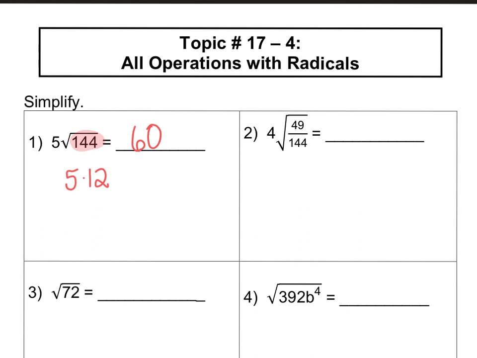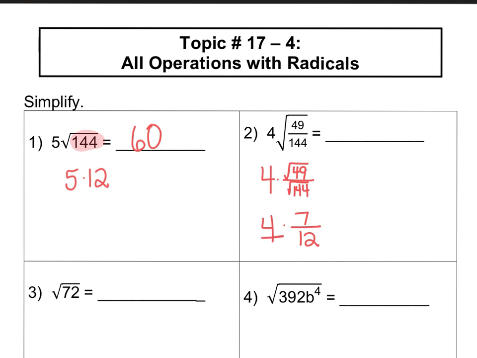Number 2 is a dividing problem. So I can see that if I separate these out, the square root of 49 is a perfect square, as is the square root of 144. And then I'm going to have to multiply it by 4 when I'm finished. But let's go ahead and simplify what we've got. So the square root of 49 is 7. The square root of 144 is 12. I can go ahead and multiply this by 4.